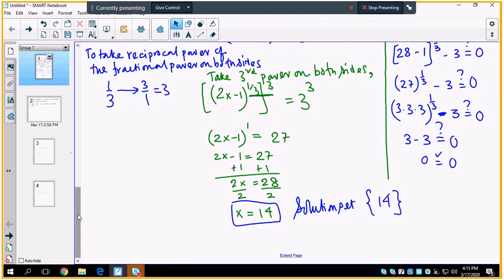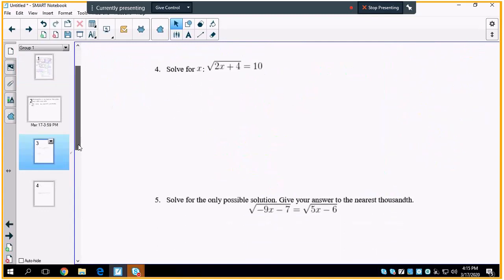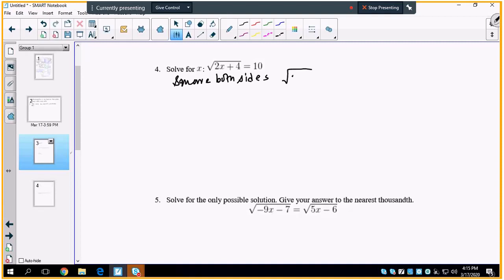We will go to page number 2, and on page number 2 we are trying to solve for x equal to square root of 2x plus 4 equal to 10. Again, square root equation, so simply we are going to take the square power on both sides. So squaring both sides, write it one time what it means to square both sides. You say square root of 2x plus 4 whole to the power 2 equal to 10 squared, which means 2x plus 4 equal to 100. And then you subtract 4 from both sides.